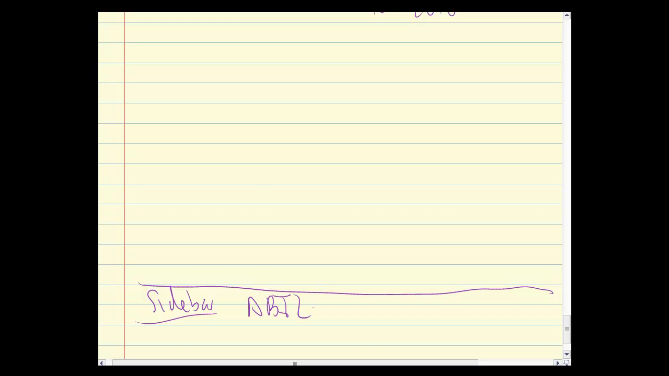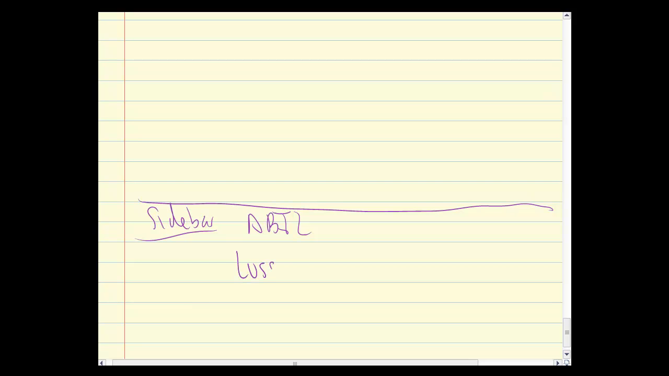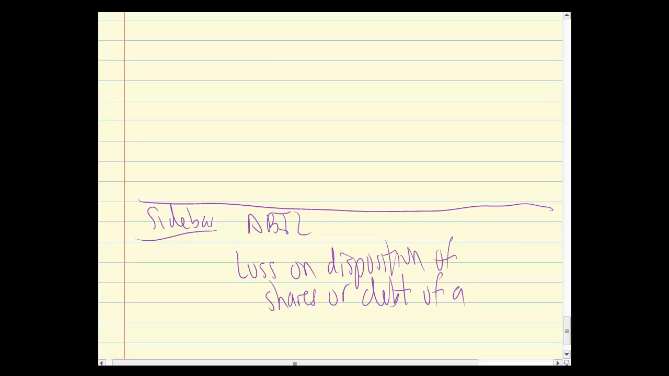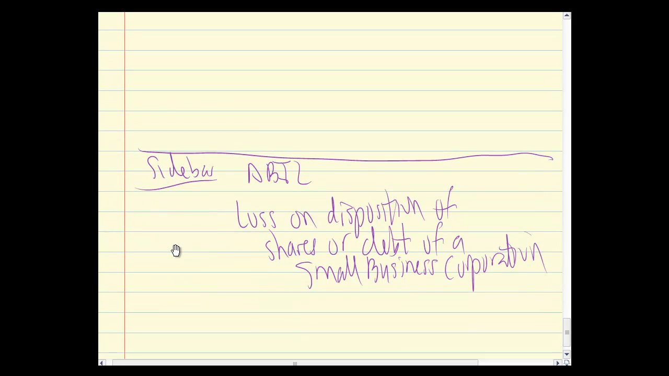Allowable business investment loss is loss on disposition of shares or debt of a small business corporation. Okay? So when you lose money on the disposition of a small business corporation, it's a special kind of capital loss, right? So ABIL is a special kind of capital loss. So what you do is the same mechanics that you normally do.